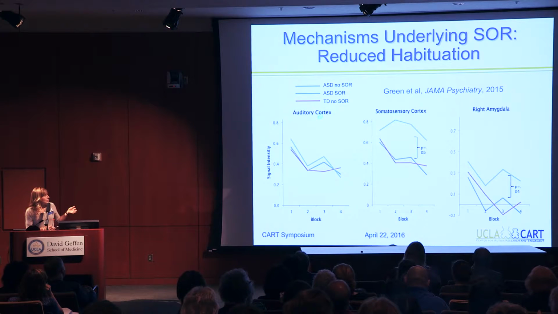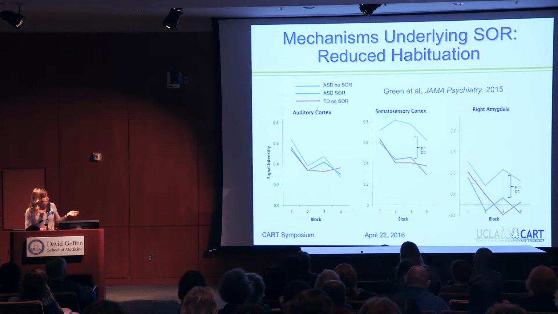So for the auditory cortex, you see that all three groups of kids, with ASD without SOR, with SOR, and the typically developing controls, they all show a sharp decrease from the first block when they were hearing those environmental sounds, and then they stay relatively low. There wasn't any significant difference in those groups for this condition.